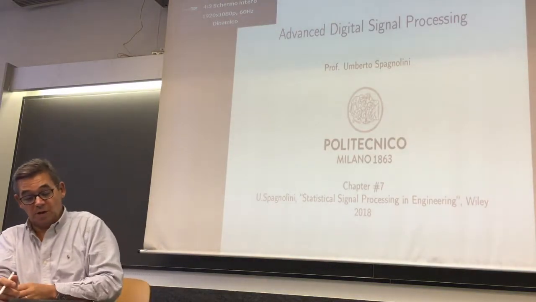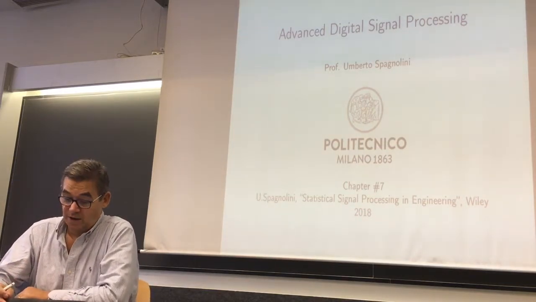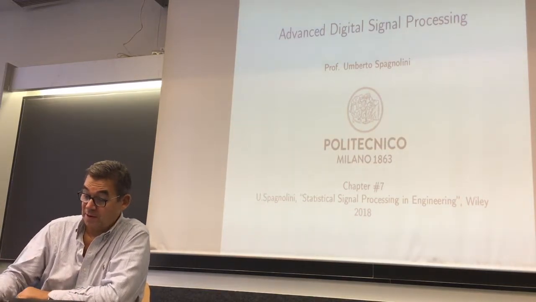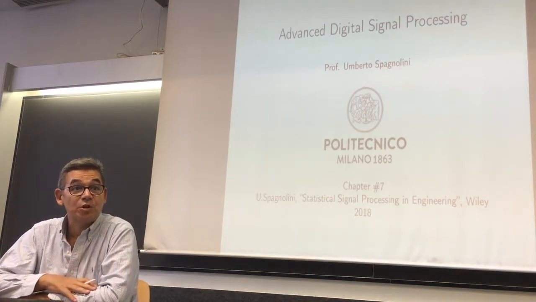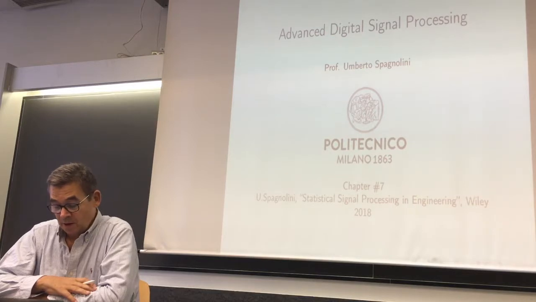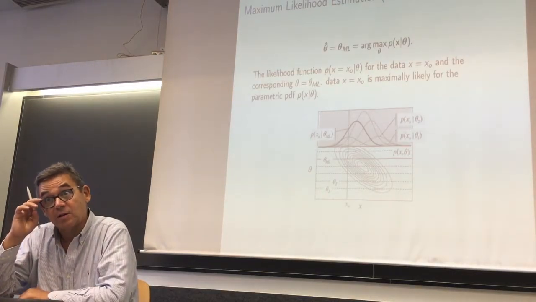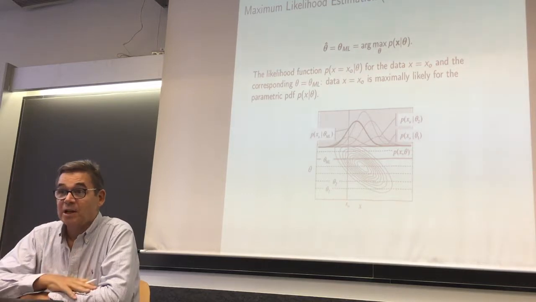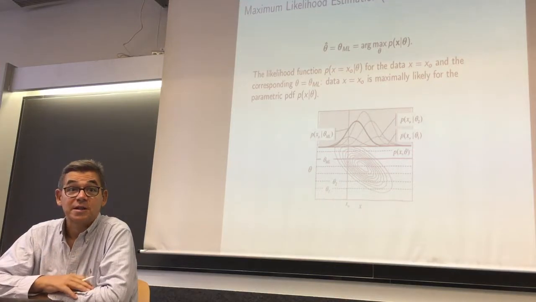Okay, so this way we have a closure-form, in some cases closure-form estimators, and we have some asymptotic properties. So we start to discuss the maximum likelihood method. Now the maximum likelihood method is, I would say, very simple in its essence.